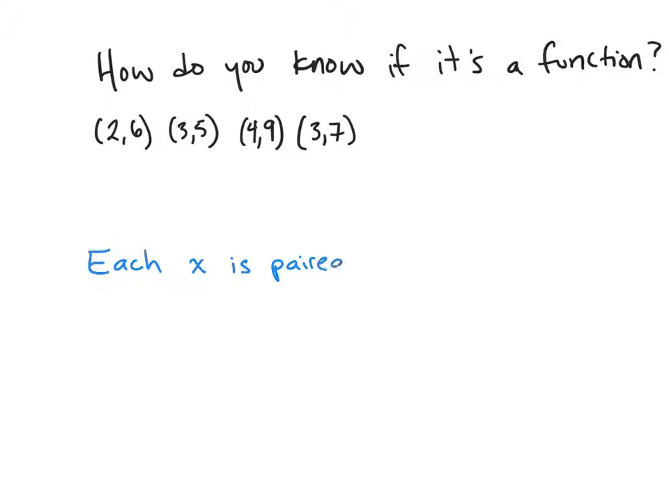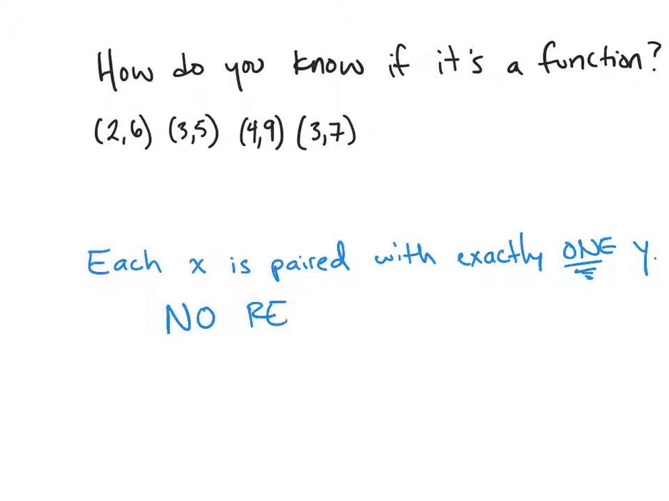is paired with exactly one y. So each x has only one y. An easy way to think about that is we have no repeating x values. Because as soon as we have a repeating x value, that means that we have an x that has gone and paired itself with more than one y.